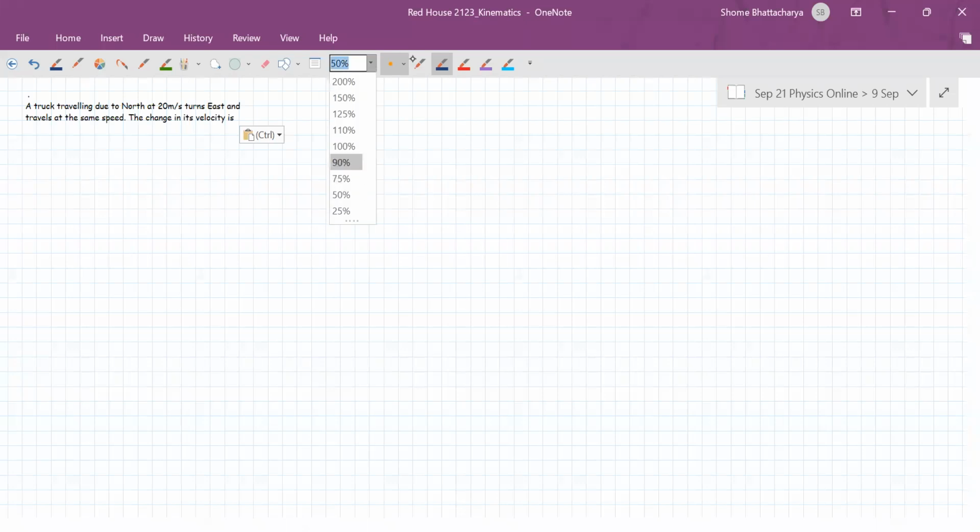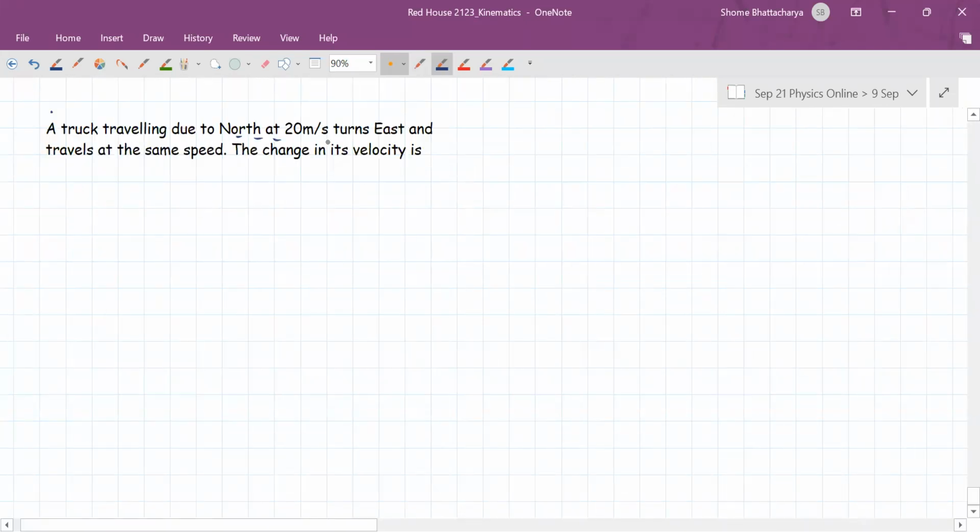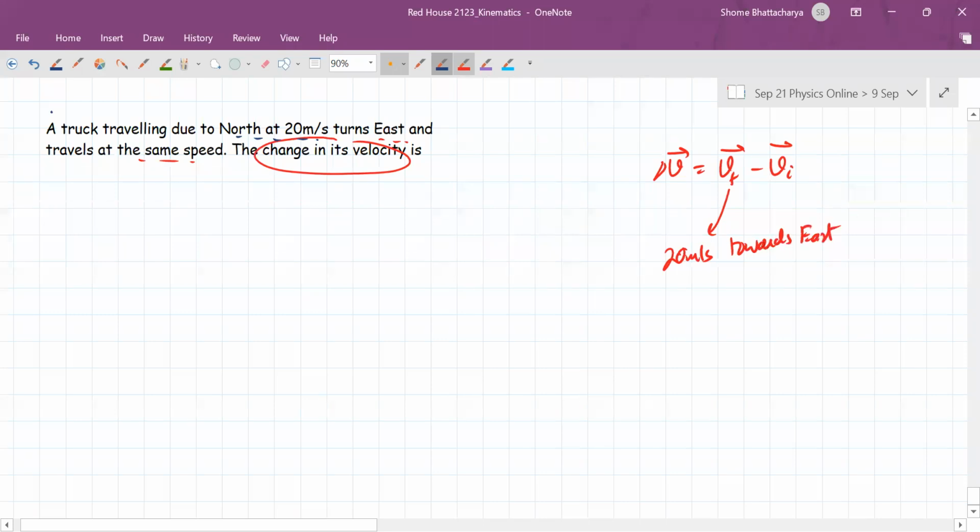Let's see. Question. So a truck is traveling due north at 20 meters per second, and then it makes a turn towards the east and traveling at the same speed. So what is the change in velocity? So the change in velocity delta v is the final velocity minus the initial velocity. Now final velocity is basically 20 meters per second towards east, and the initial velocity was 20 meters per second towards north.